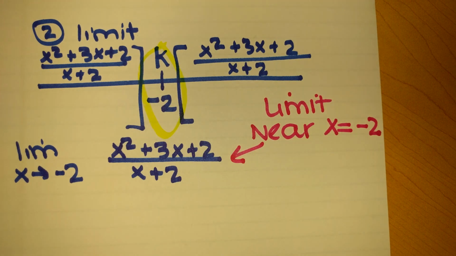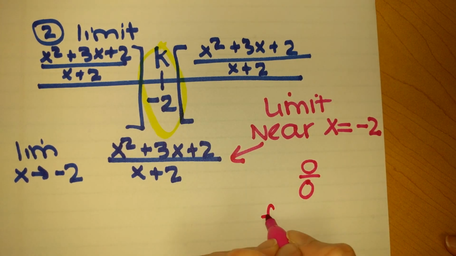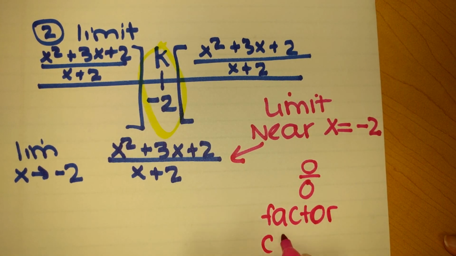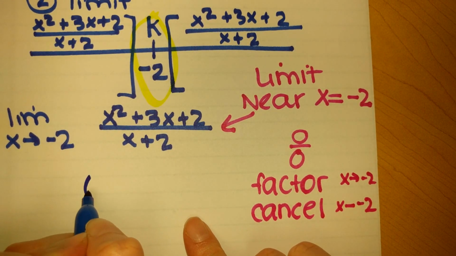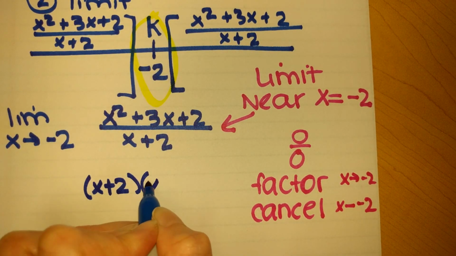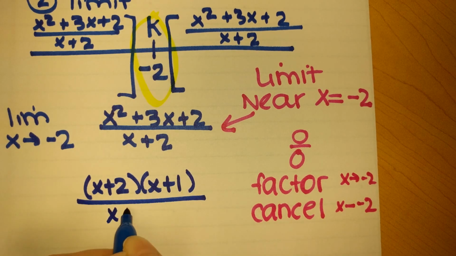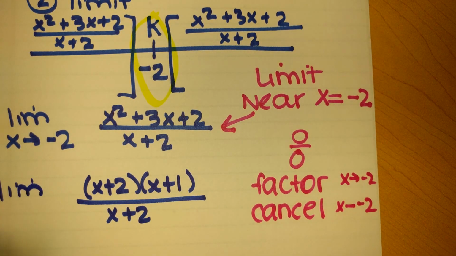All right, so then what we do is we say, okay, how do I find that limit? First thing is to plug in. When we plug in, we get 0 over 0. So that tells us that we need to factor and then cancel out. And again, there's no big surprise as to what we need to cancel out. If x is going to -2, we need to cancel out x plus 2. So if I factor this, I will have x plus 2 times x plus 1 over x plus 2, limit as x goes to -2.